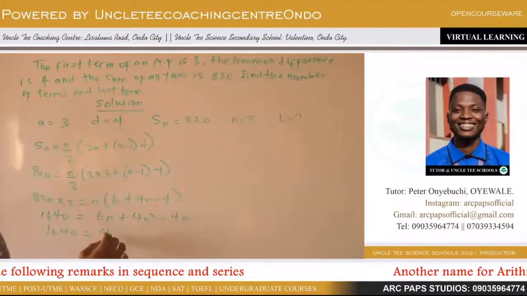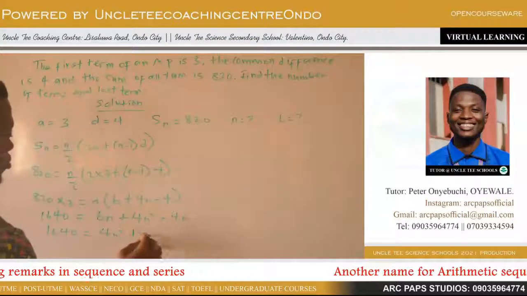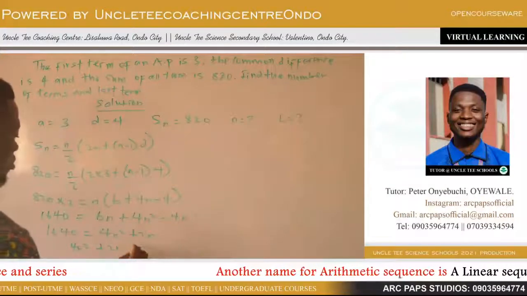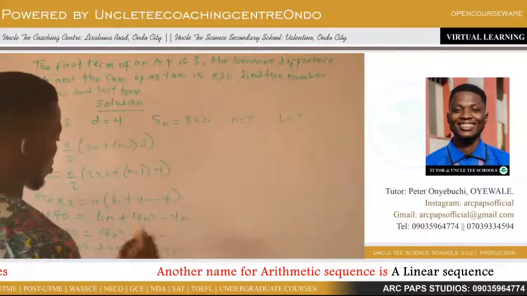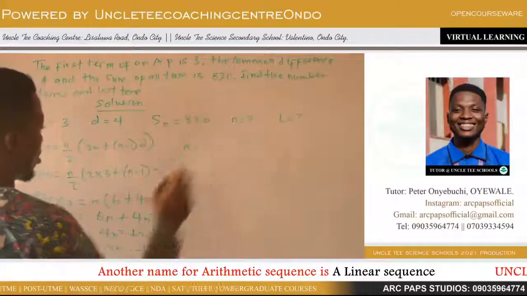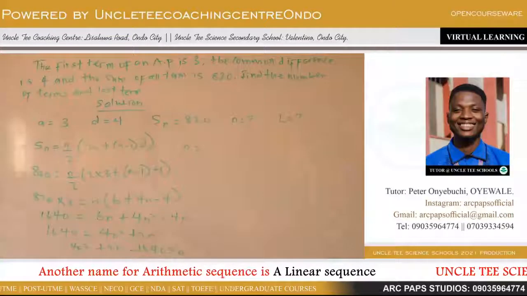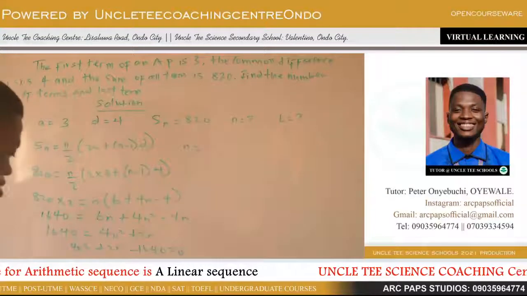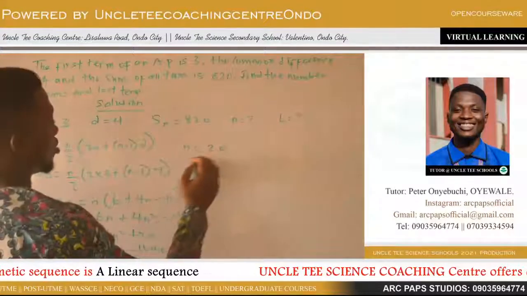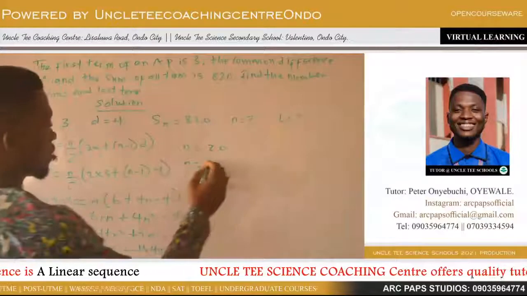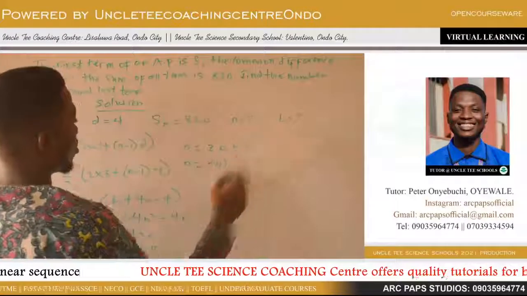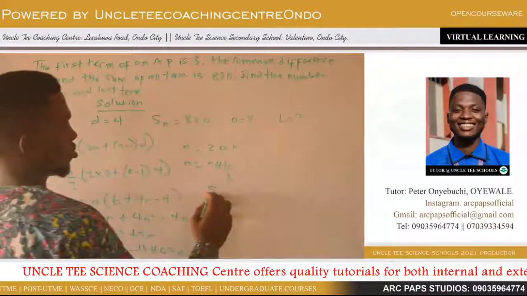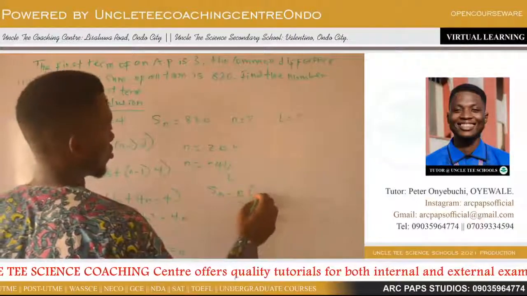1640 will then give us 4n squared plus 2n, so 4n squared plus 2n minus 1640 will be equal to 0. So our n, this is a quadratic equation. Now solving the quadratic equation, which you can use any method, you're going to get your n to be 20 or your n to be minus 41 over 2. Now we're going to take the positive value, which is n is equal to 20.